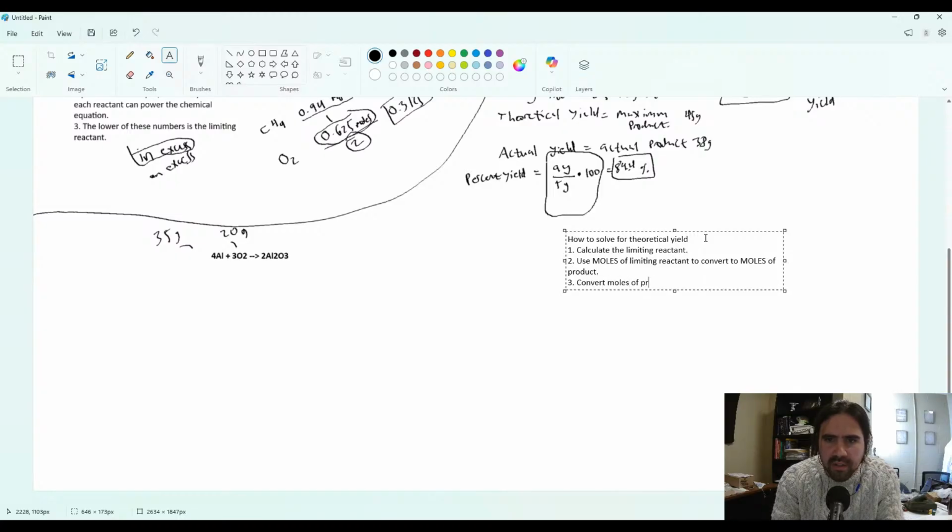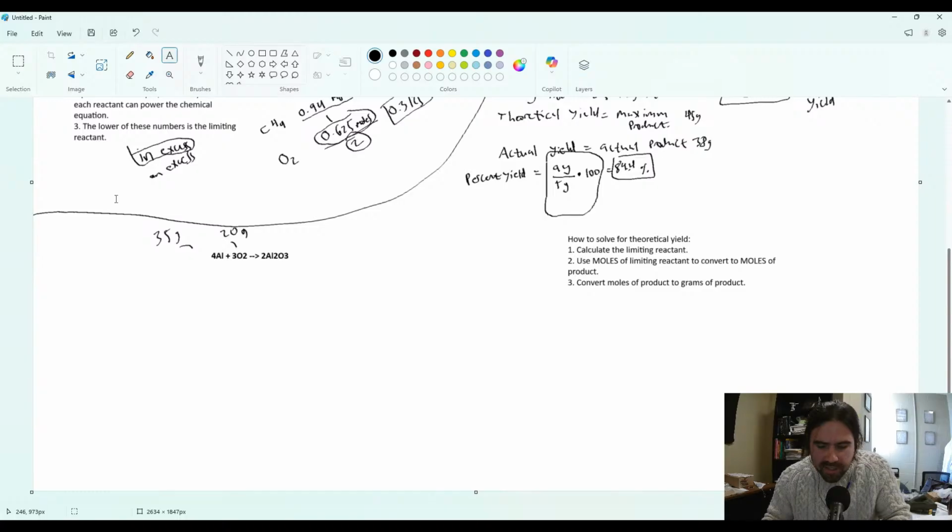Convert moles of product to grams of product. Okay. Calculating the limiting reactant is embedded in the previous protocol we have up there, right? And then converting from moles of limiting reactant to moles of product is what we did earlier at the top, right, with respect to stoichiometry. Okay. But that's how we do it.